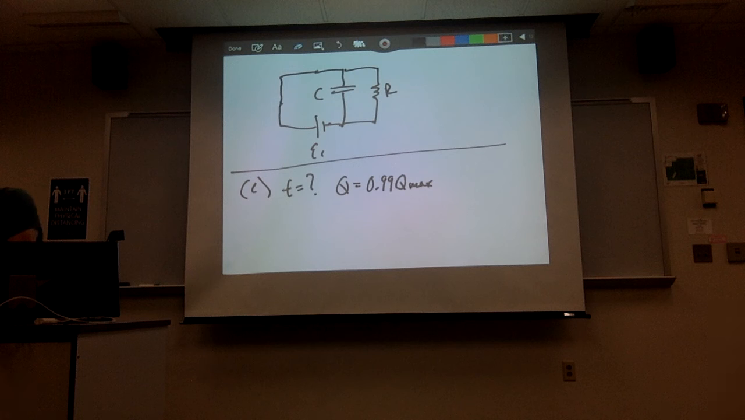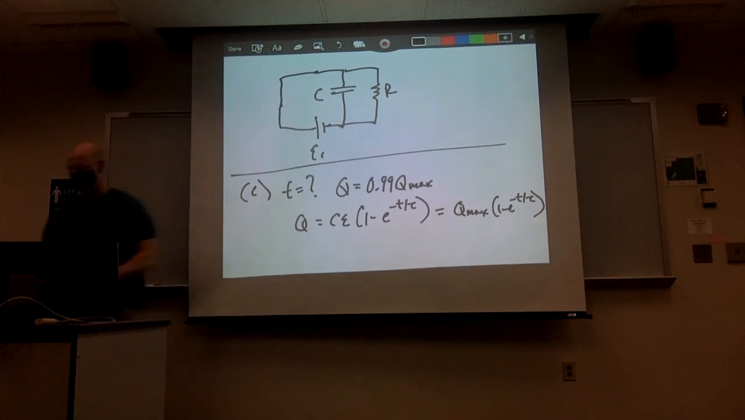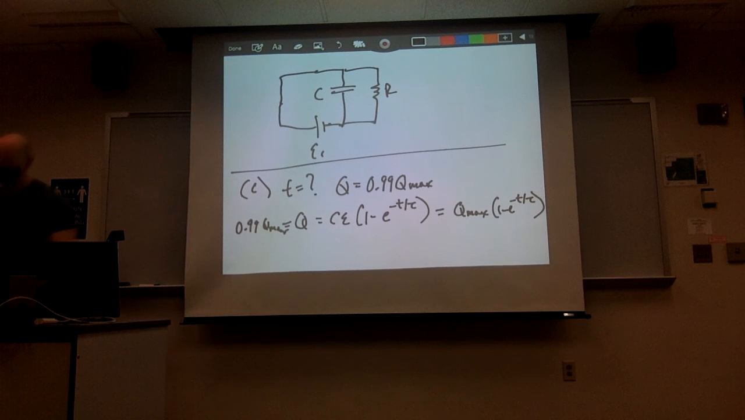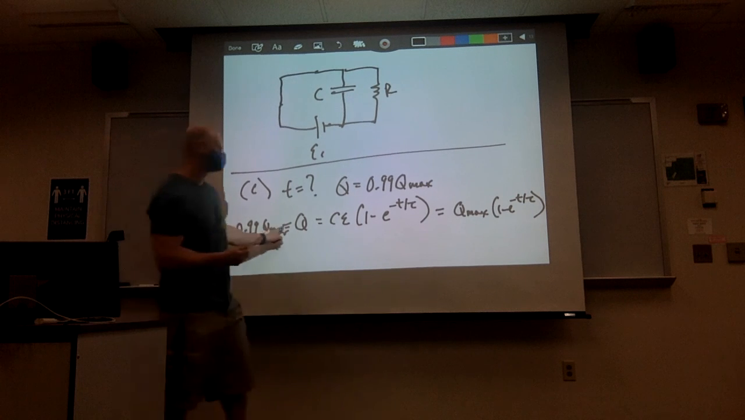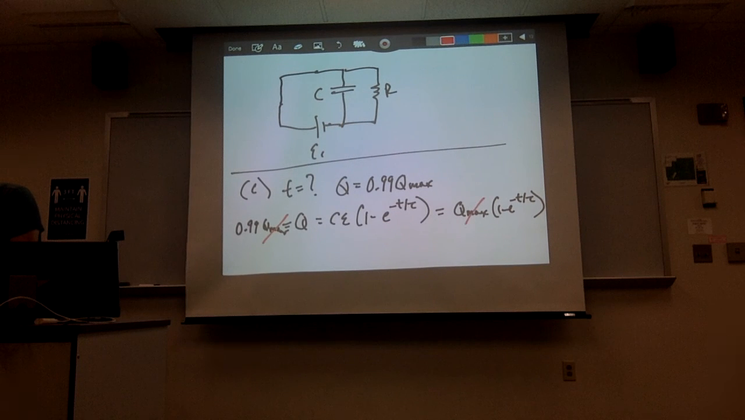So what we know is that Q is equal to C times E times 1 minus e to the minus t divided by tau. But we know CE is simply equal to the maximum charge. So we get Q max times 1 minus e to the minus t divided by tau. Now Q has to be 0.99 times Q max, so 0.99 times Q max is equal to Q max times 1 minus e to the negative t divided by tau. Of course, we can just cancel this Q max. I don't really care what Q max is. So now I can rewrite this as 0.99 is equal to 1 minus e to the negative t divided by tau.